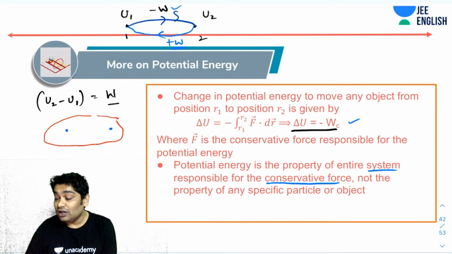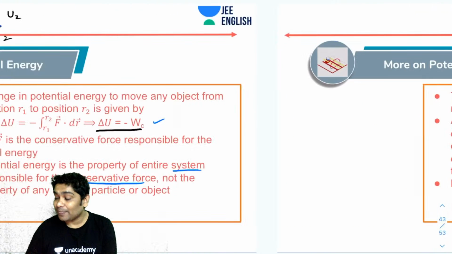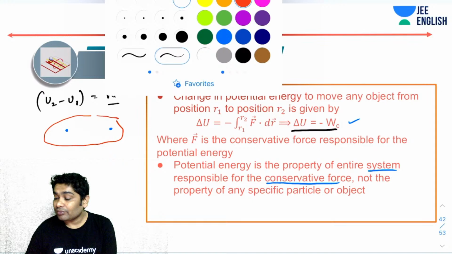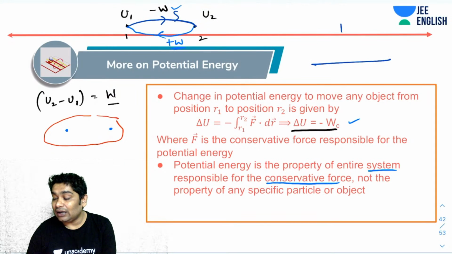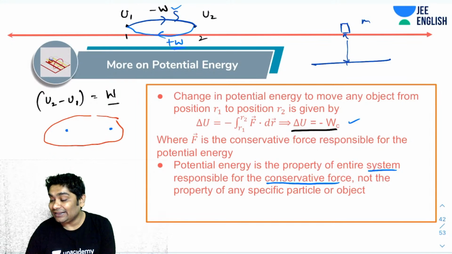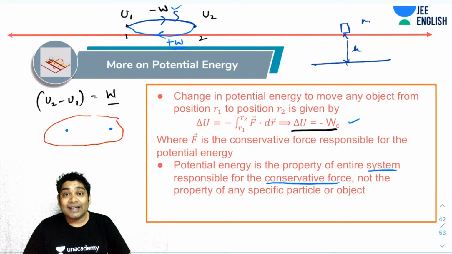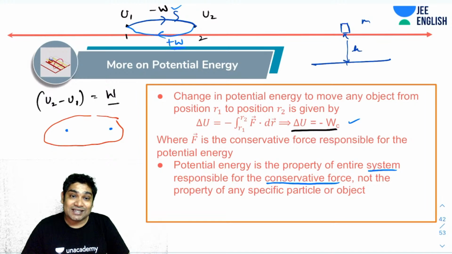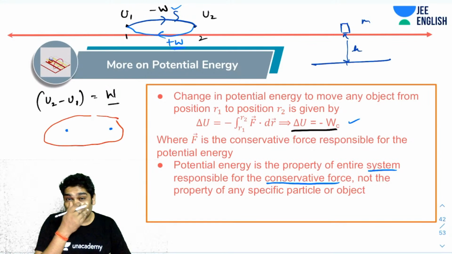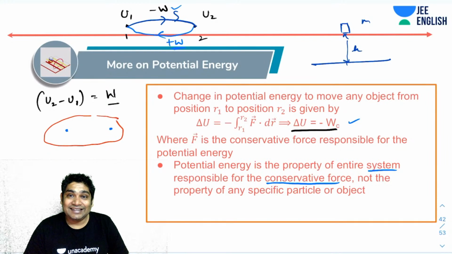For instance, we loosely use the term gravitational potential energy. If you are at a height h above the ground, we say the potential energy of the block is mgh. Technically that is slightly wrong, because that mgh potential energy is not the energy of the block, it is the energy of the Earth and block system. So remember that: energy is defined for the system of the block and Earth.